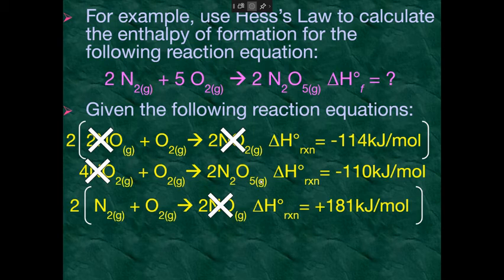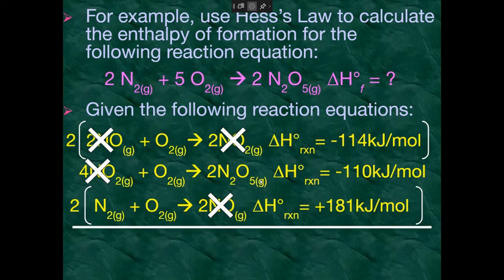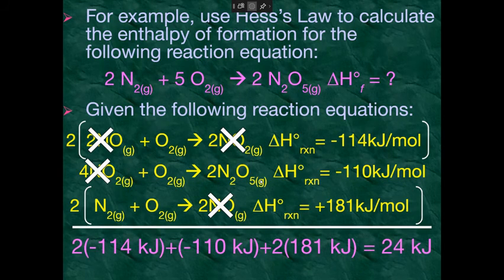So now I have 2 N2s, and let's check out those oxygens. We can cancel them if they're on the opposite sides of the reaction, meaning one's a reactant and one's a product. But if they're not on the opposite side, we add them together. So the first reaction has 2 O2s, second one has 1 O2, third one has 2 O2s, so that is a total of 5. So I take equation 1, multiply it by 2, add it to equation 2 as is, take equation 3 and multiply it by 2, I add it up, and my enthalpy of formation of N2O5 is 24 kilojoules.